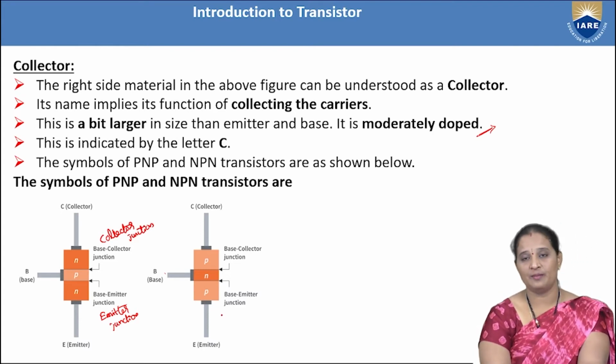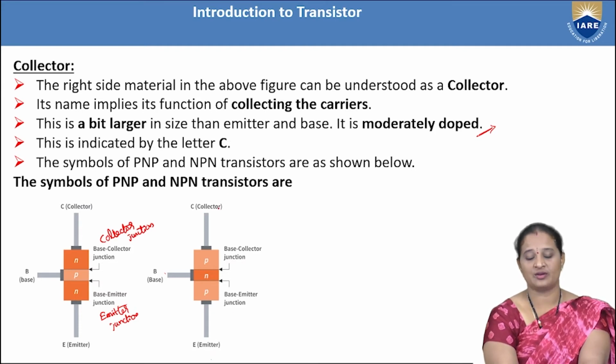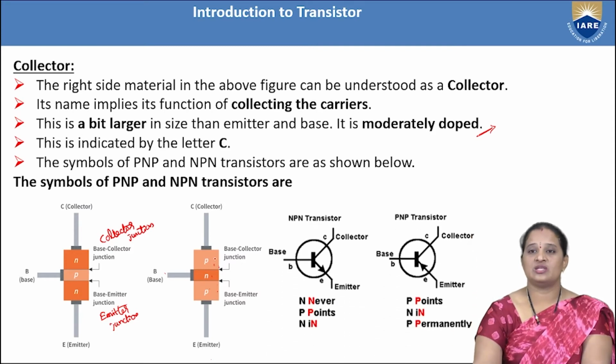Now this is a PNP transistor, where the emitter is P-type and the collector is also P-type, whereas the base is N-type. Similarly, as we are connecting two PN junction diodes back to back, we also have two junctions here, one between emitter and base and the other between collector and base. So these are the symbols here.